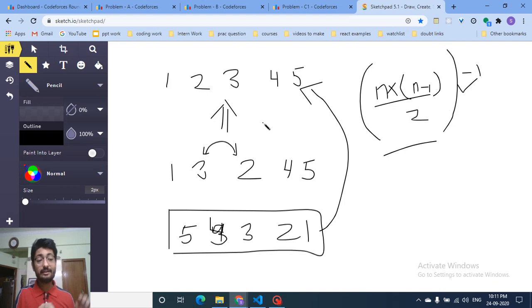But if the whole array is strictly decreasing, then only my case will occur in which I will require n into n minus 1 divided by 2 operations. Else in every other possible case, I will require less than this number of operations.